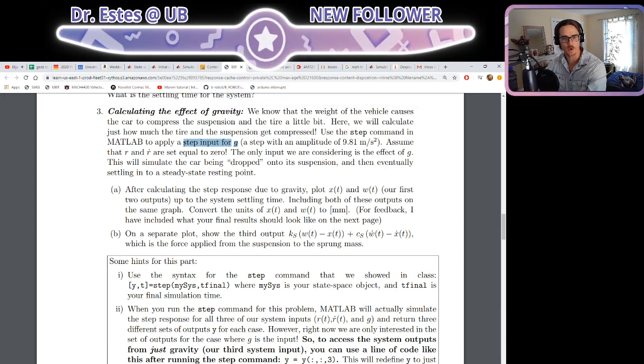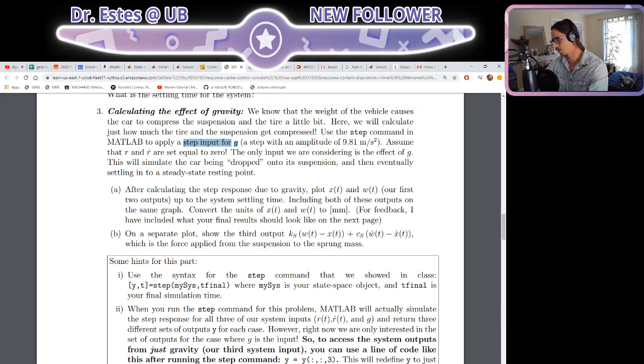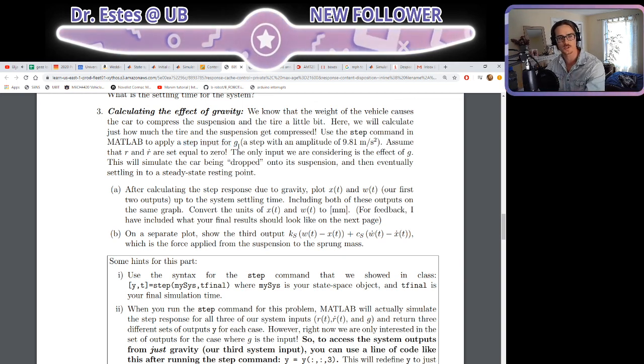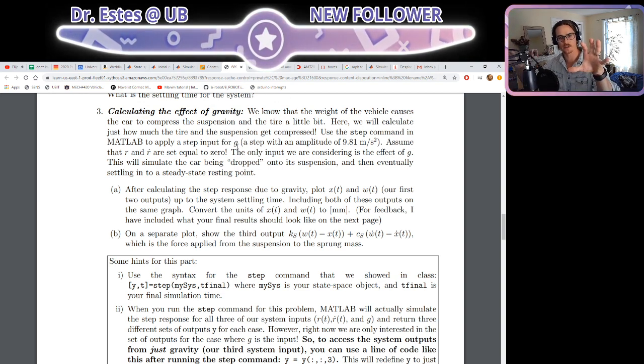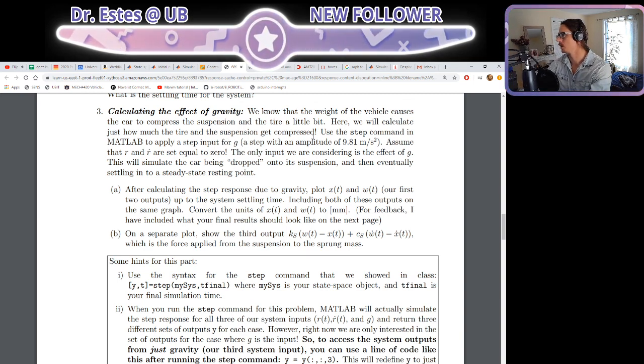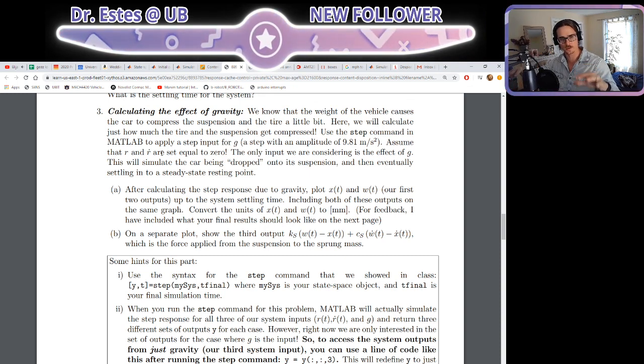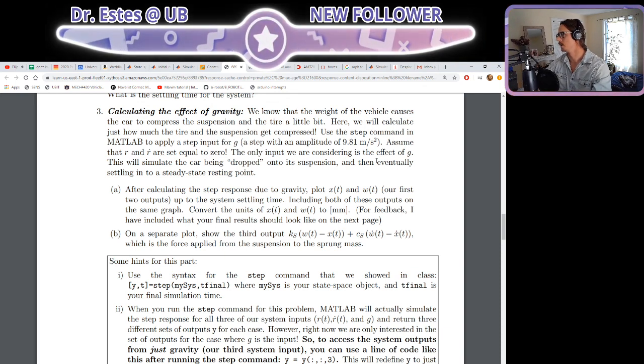Well, gravity's always acting on us, but we're going to simulate as if I'm just going to turn on gravity onto this suspension system. I'm going to activate the weight of the car. Boom. See what happens. We're going to assume for this problem that the vertical motion of the road surface, R and R dot, are just 0. So this is just going to be a car sitting on the pavement. We're just going to turn on the weight and see what happens.